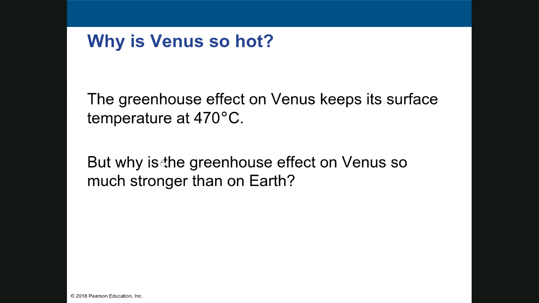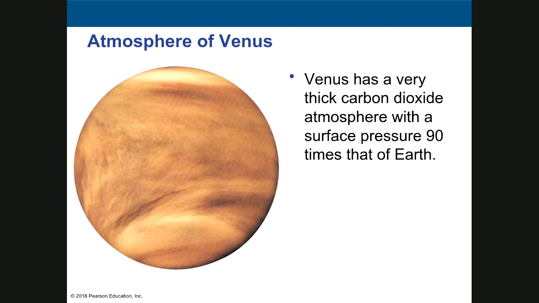But a good question to ask is, why is the greenhouse effect on Venus so much stronger than on Earth? Well, you're going to find that there's not a good why. We just observe that the carbon dioxide concentration on Venus is much more than Earth, and it's so thick that the surface pressure is 90 times that of Earth. That means there are 90 atmospheres of pressure on the surface of Venus.